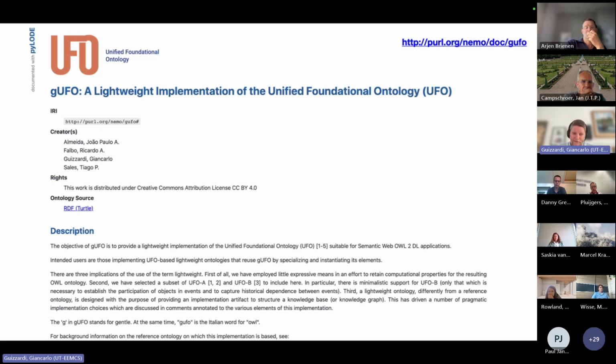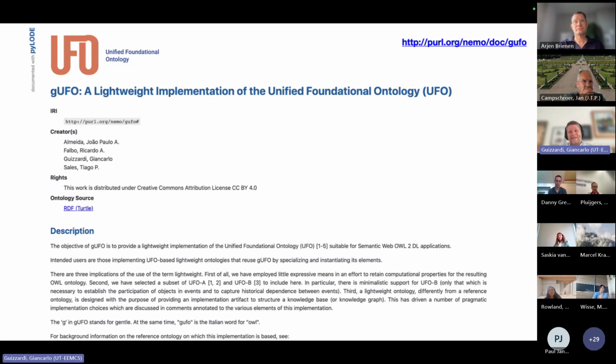In order to help this transformation, we implemented all these different transformations, and this is done with the support of an OWL implementation of UFO, a lightweight implementation of UFO called GUFO. GUFO stands for gentle UFO. It's also a joke because gufo means owl in Italian, so it's an inside joke. The idea is that this is a partial lightweight implementation of UFO in OWL that you can use both as a mechanism for translating OntoUML to OWL, or if you just want to deal with OWL directly, which I wouldn't recommend, but if you want to, it's a way to create your models extending this foundational ontology.